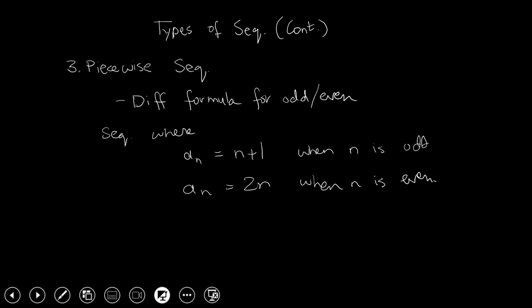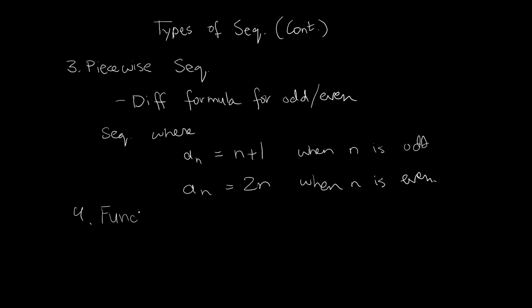The last type of sequence we have are functional sequences. These sequences often have a function, most commonly a quadratic function. For example, n squared minus 3n plus 2. This is, in general, a functional sequence.